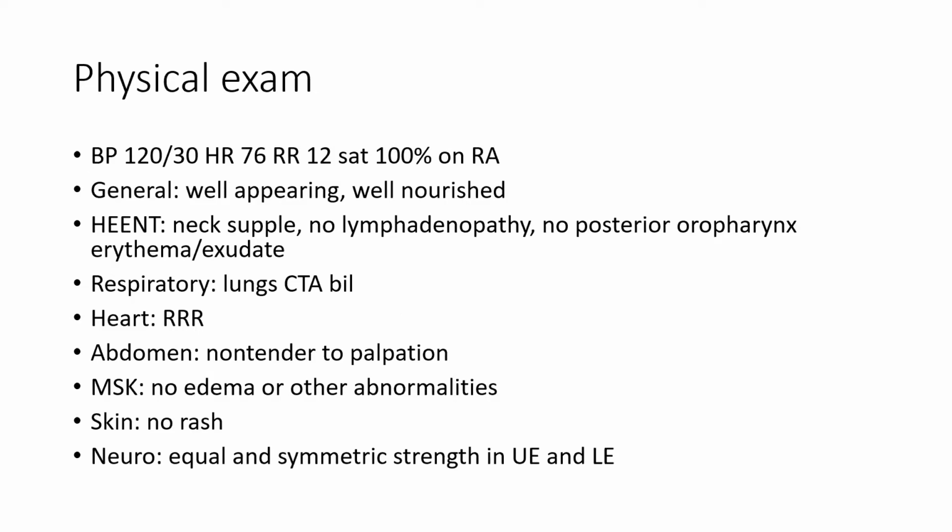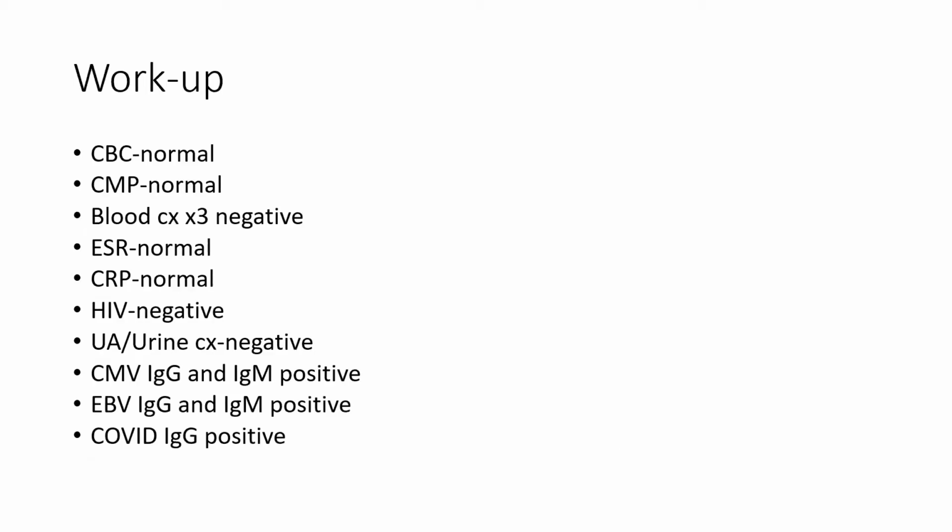Physical exam here, the point is it was really completely normal. She's a normal woman, no fever when we examined her, even though fever isn't listed here, blood pressure normal, heart rate normal, well appearing. We did a basic workup. We got a CBC, CMP, 3 blood cultures, ESR, CRP, HIV, UA. All of that was negative, but then CMV IgG and IgM was positive, EBV IgG and IgM was positive, and COVID IgG was positive.